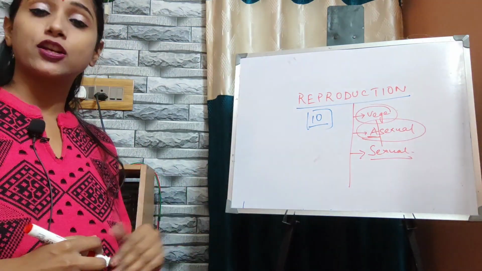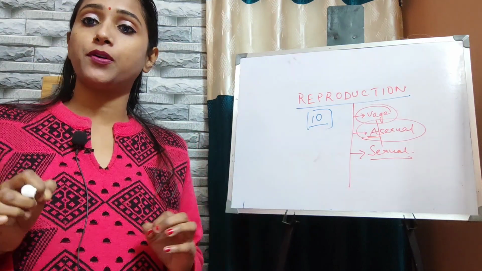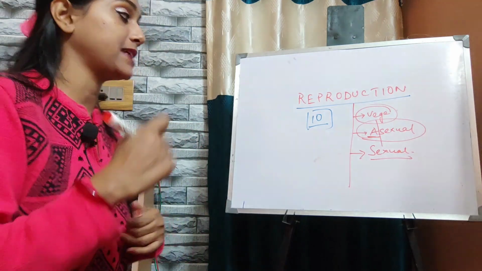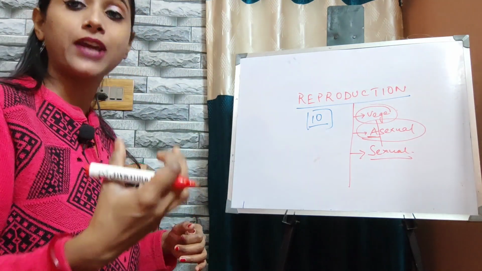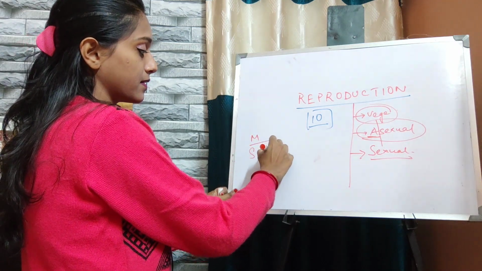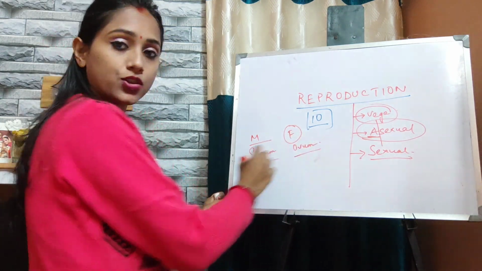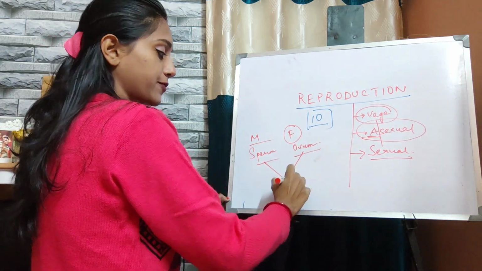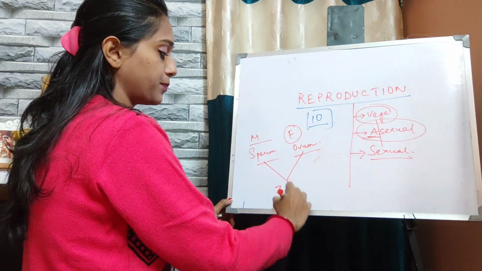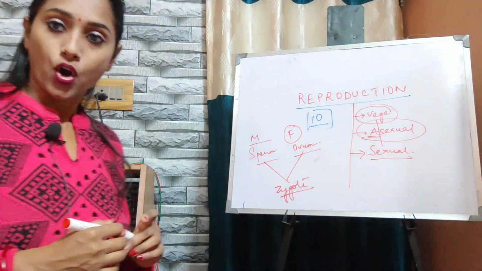Now we are going to sexual reproduction. Sexual reproduction is the most advanced type of reproduction where the formation of gametes takes place, as well as the exchange of gametes. Like males will produce sperm and females will produce ovum. So these are the two gametes. They will fuse with each other in the process of sexual reproduction and produce the zygote, which will turn into the new offspring.